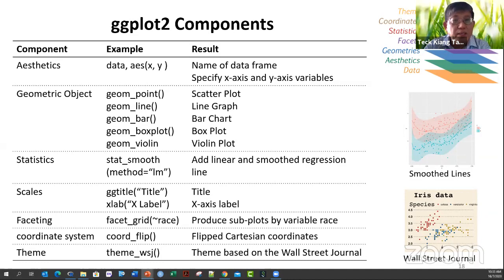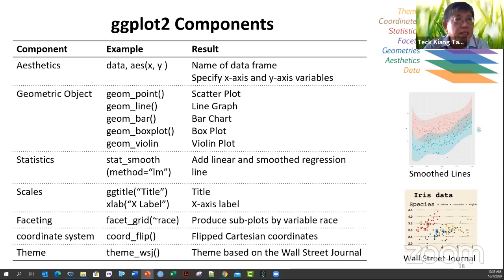Then the first thing is how to produce subplots by a variable, let's say a variable race here. So we just issue the command facet_grid by race, where race is, let's say, stored as 1, 2, 3, and 4, standing for Chinese, Malay, Indian, and others. Then we produce 4 plots instead of 1 plot if we issue this command. And the coordinate system has coord_flip, which flips the Cartesian coordinates. So let's say we produce a vertical bar chart. We use this command, then it becomes a horizontal bar chart.